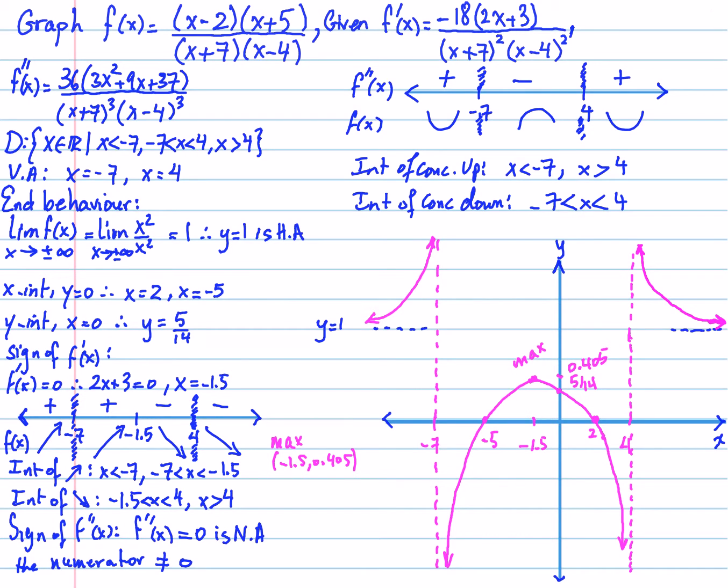Today's lesson is focused on explaining all the steps and the procedures to graph a function. The function I've chosen for today's lesson is a rational function. f of x is (x minus 2)(x plus 5) multiplied by (x plus 5) over (x plus 7) multiplied by (x minus 4). For this exercise, the focus is not on deriving functions.